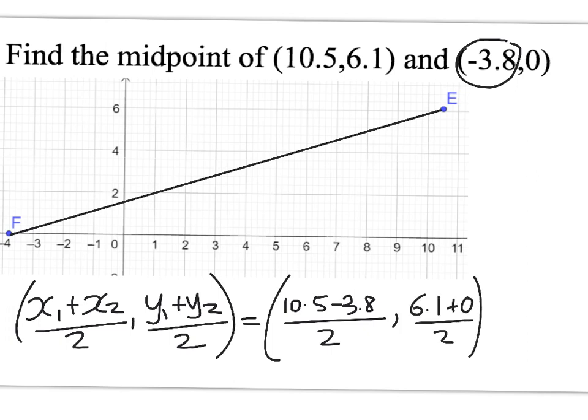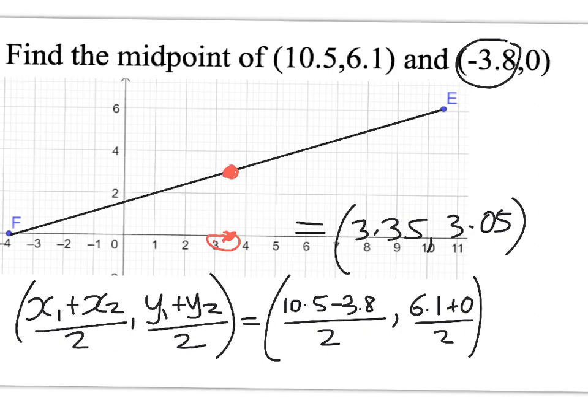Now we can't leave it like that, we have to get a real point on our graph. So our x coordinate works out to be 3.35 and our y coordinate works out to be 3.05. Let's check that that makes sense on the graph. So that's going to be here. Here's 3.35 is around here. 3.05 is up here. Yep, so that looks good.